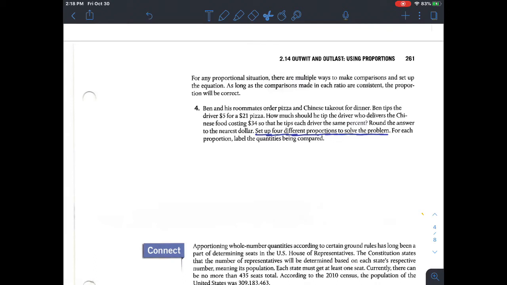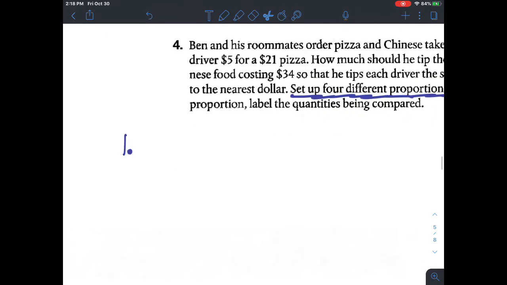So Ben and his roommates order pizza and Chinese takeout for dinner. Ben tips the driver $5 for a $21 pizza. How much should he tip the driver who delivers the Chinese food if the Chinese food costs $34, so that he tips each driver the same percent? Round your answer to the nearest dollar. Then set up 4 different proportions to solve the problem. Okay, so let's just dive right in.